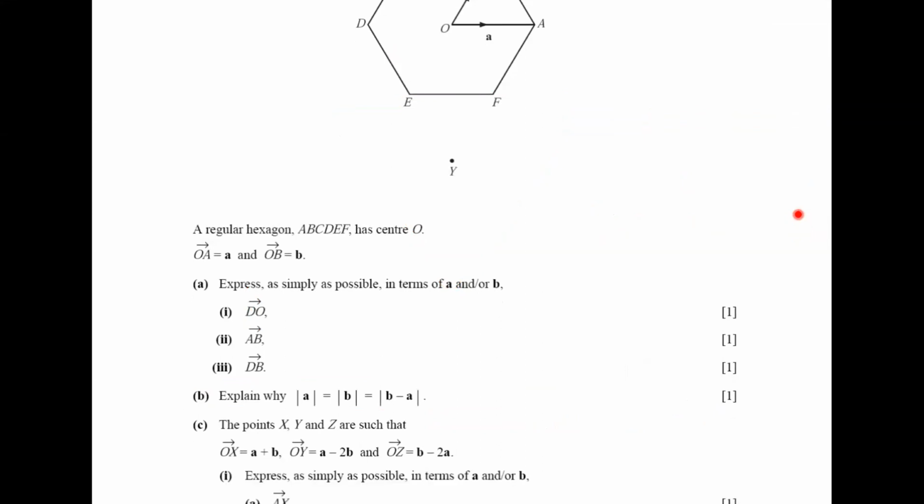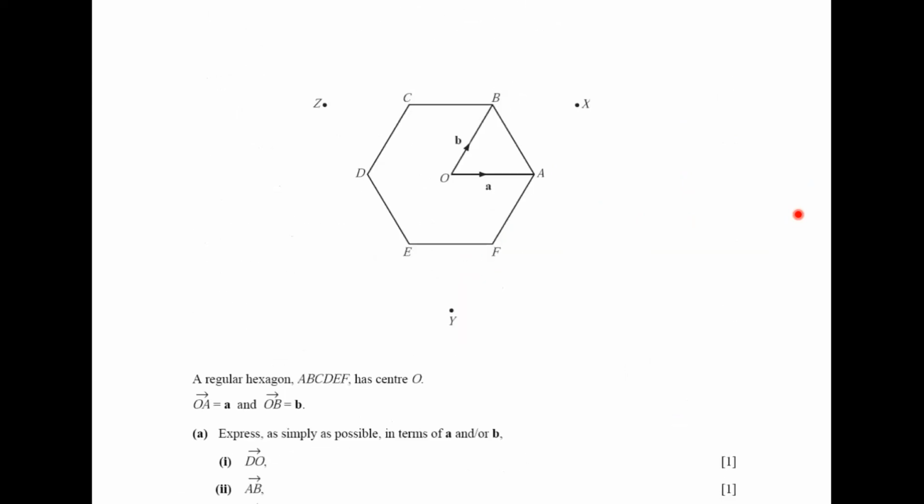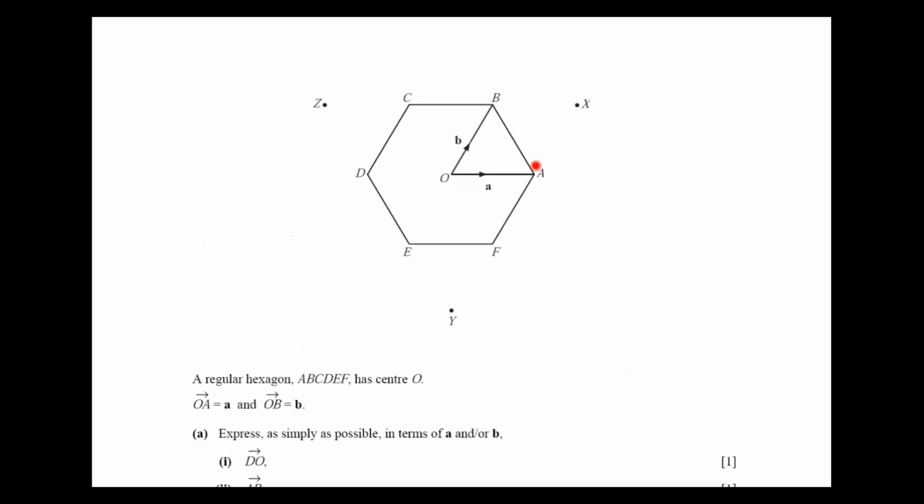तो उसके बाद फिर लास्ट पार्ट, calculate area of triangle OAB to the area of triangle XYZ. जी OAB आपकी ये ट्राइंगल है OAB. This side is A, this is B, this is B minus A.